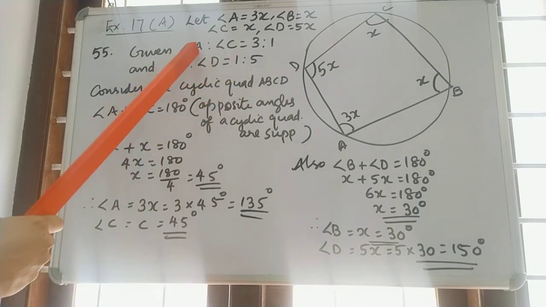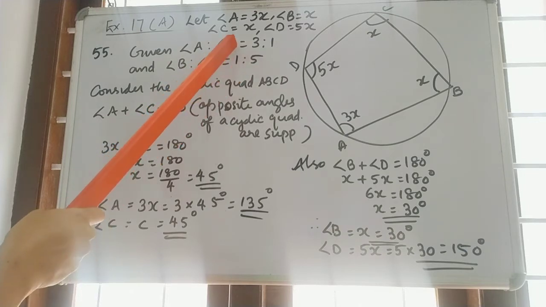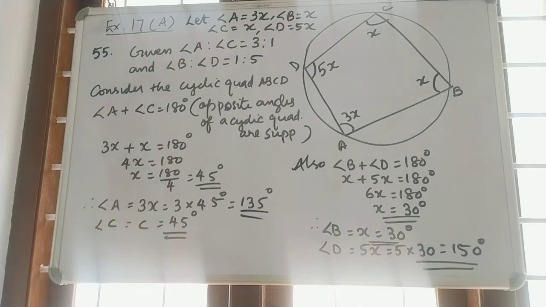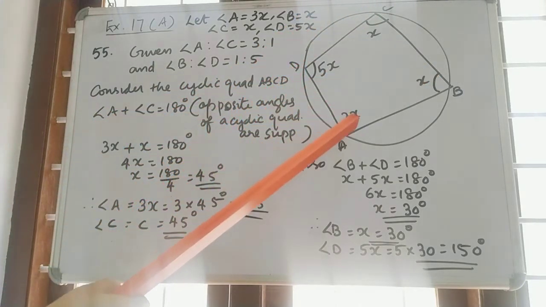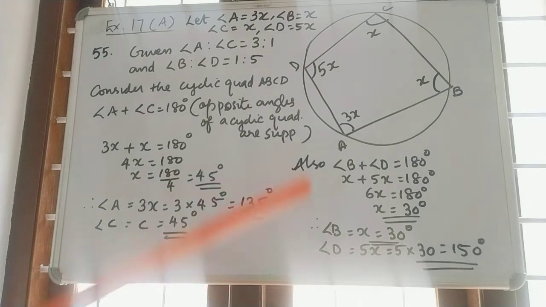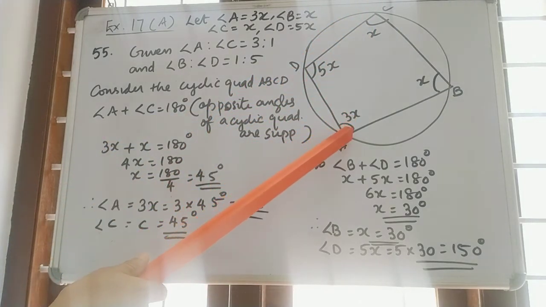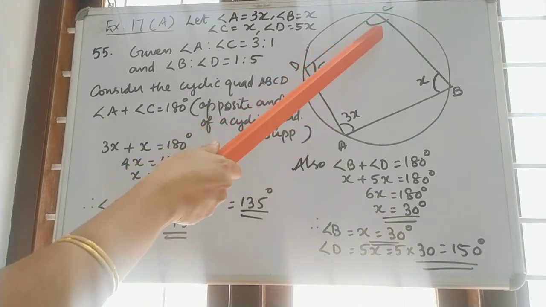Let angle A is equal to 3x, angle B will be x. Let angle D as 5x and angle C as x. So, consider the cyclic quadrilateral ABCD. We can mark the angles A as 3x, B x, C also x, then D 5x. We know opposite angles of a cyclic quadrilateral are supplementary. Which are the opposite angles? Angle A and angle C. So, sum of 3x and x will be 180 degree.